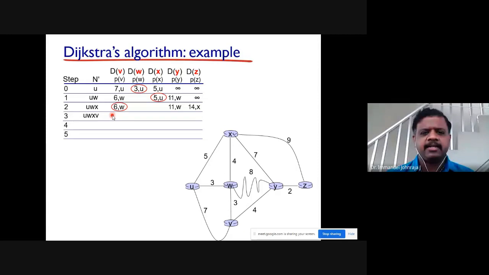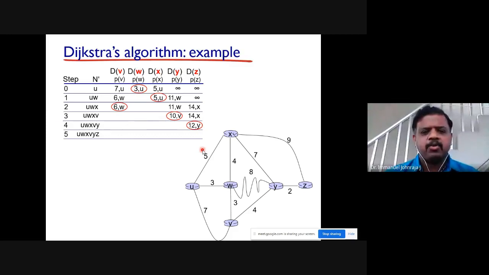From that, the least one is going to be your Y. Y will be added to that, and then finally you are left with only Z. So that Z will be added at the end. All right. So now it's done. Now what do you get out of it? What have you got?